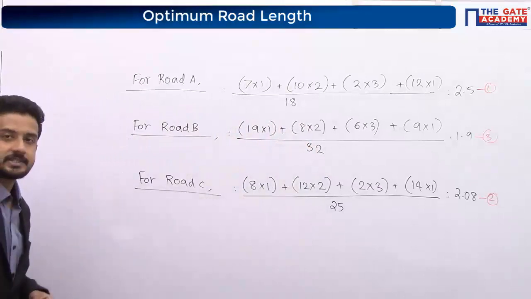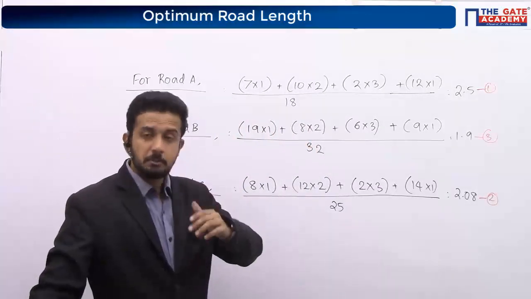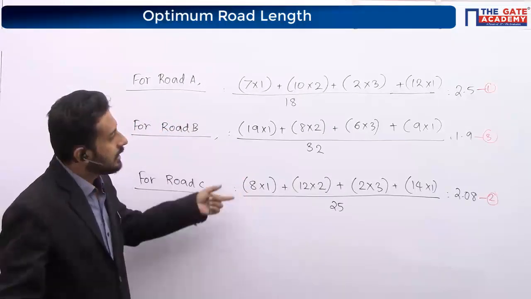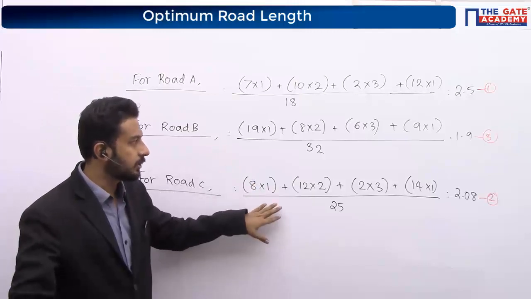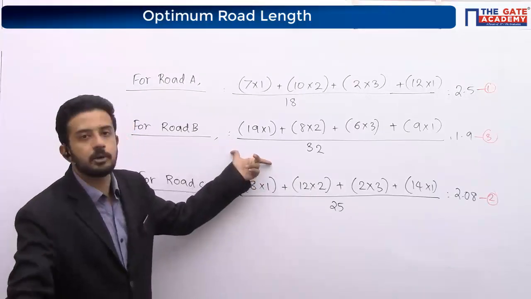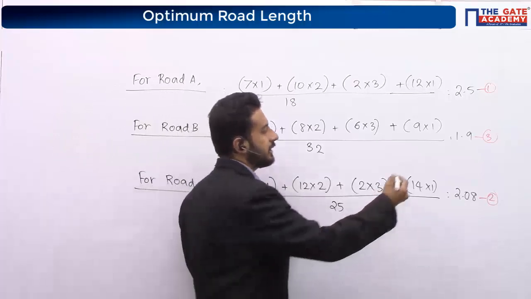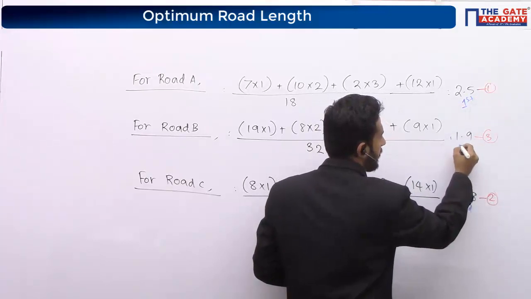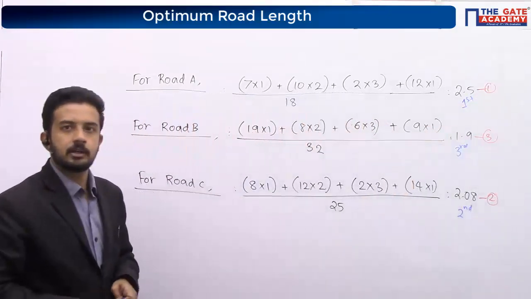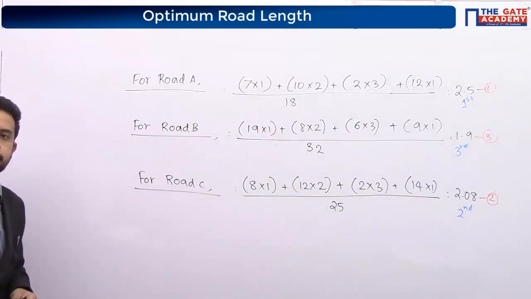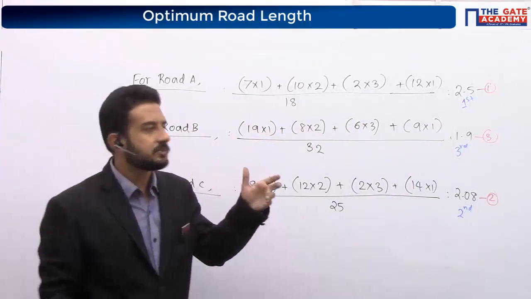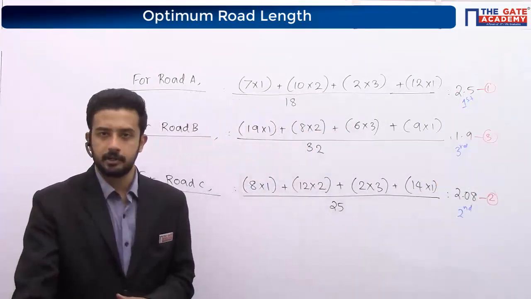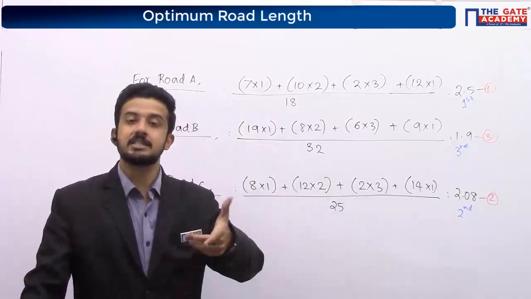Which road is giving you maximum utility per unit length? Road A, because that ratio is maximum. After road A, it is road C, then road B. Correct? Very good, Aditya. So this is my first priority, this is my second priority, this is my third priority. That is what we can understand from this. See, the values you finally get, 2.5, 1.9, 2.08, are not at all important. We just need the order, or which is maximum.